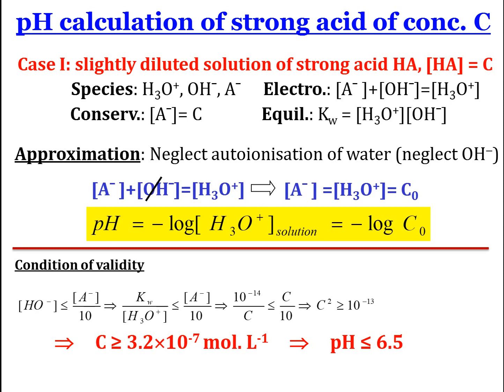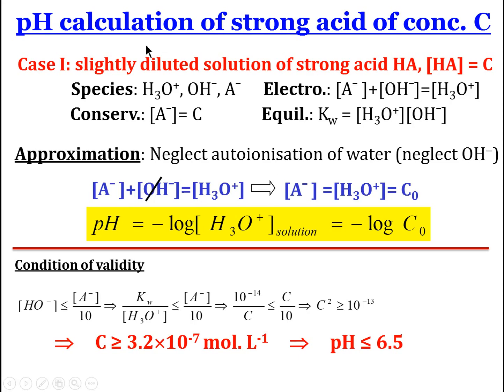What is the meaning of this validity? If you have a strong acid whose concentration is greater than or equal to 3.2 times 10 minus 7 mole per liter, you can apply directly the formula pH equals minus log C, and the pH value obtained will be less than or equal to 6.5.